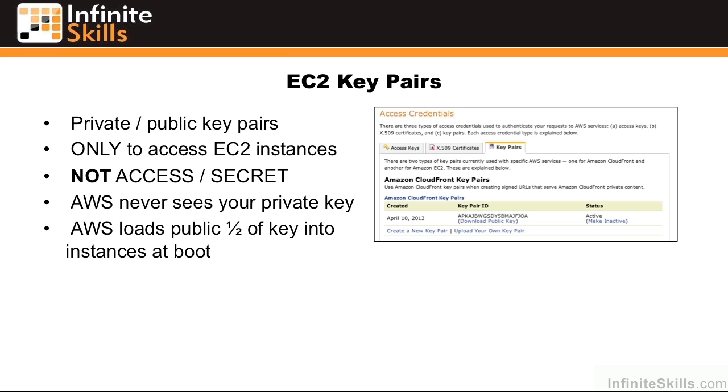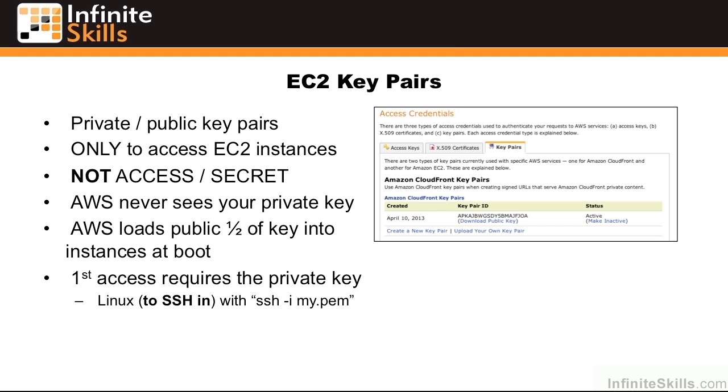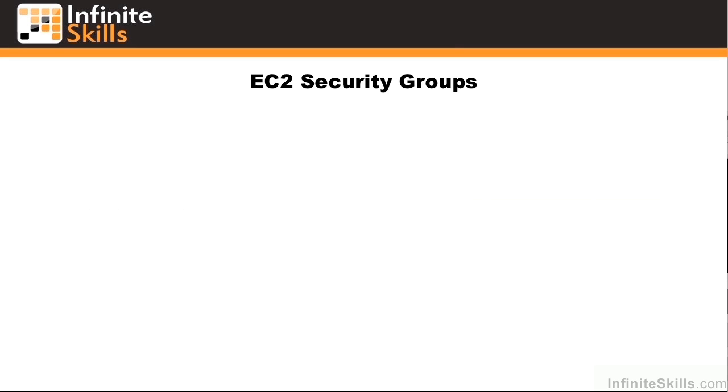AWS loads the public half of this key into your EC2 instances when it boots them up. And the first access to that machine requires the private key. In the case of Linux, you pass in that private key with the -i parameter to SSH. And in the case of Windows, you use this key to decrypt your administrator password.